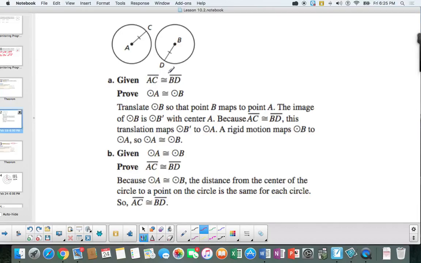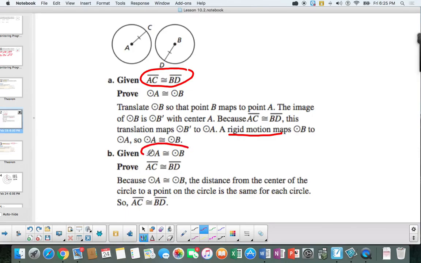Congruent, if you have the radii congruent, then you have congruent circles. That's because you can go through rigid motion maps to get this moved over to here, and then these will align themselves because the radii are the same. Now the converse is also true.